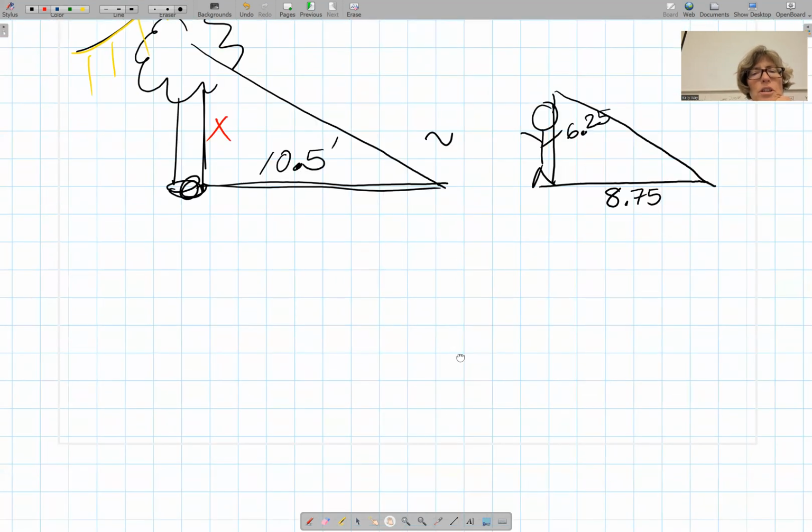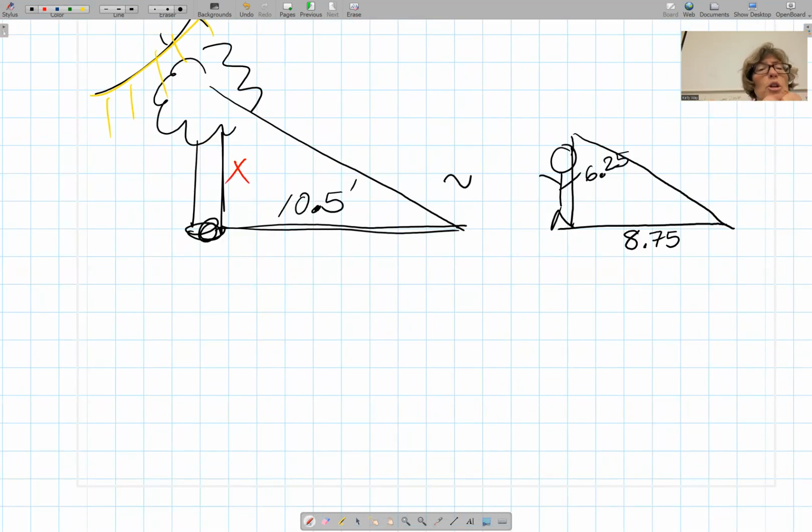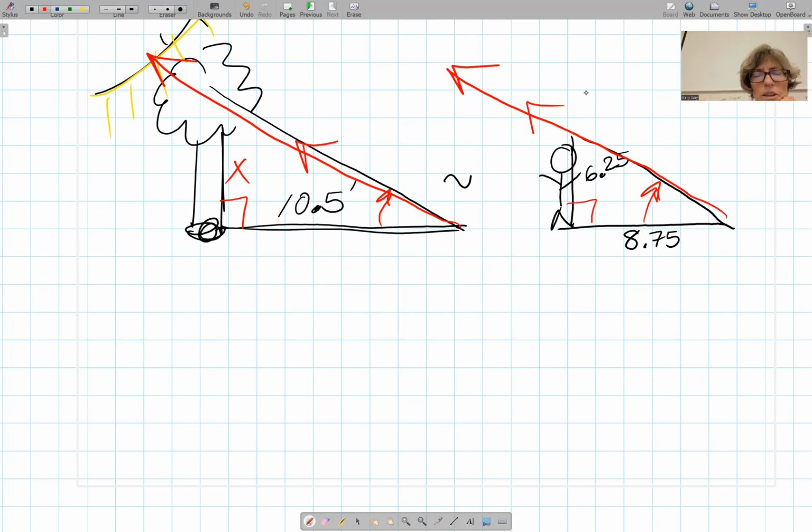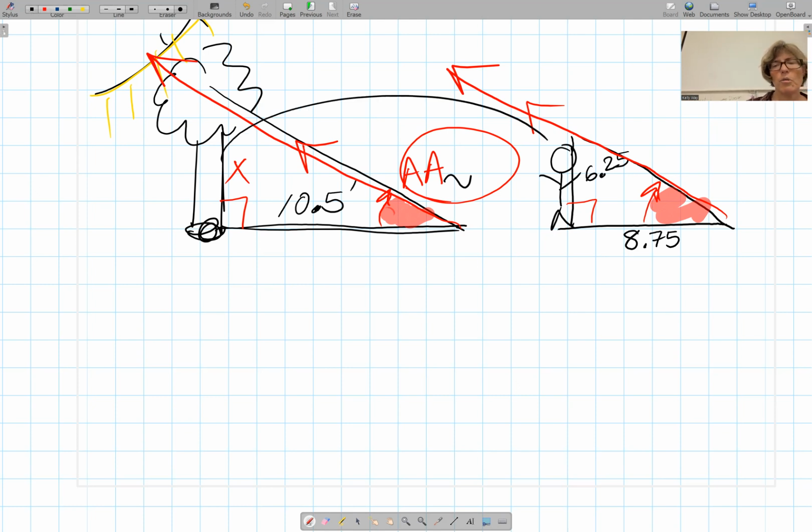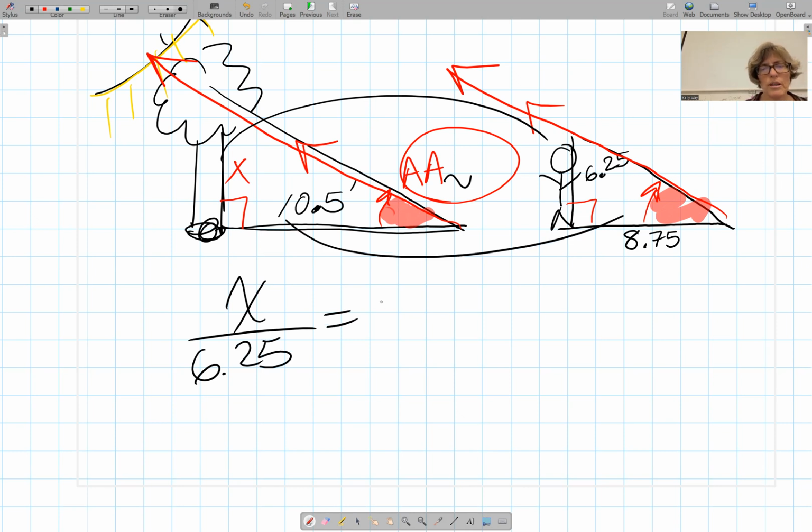Okay, first order of business is we're going to set it up here. The triangles are going to be similar by angle. Anything against the ground has a right angle, and this angle towards the sun is the same going up in the same direction. So technically they're parallel lines, which would make these angles corresponding. So that means they are similar by angle similarity. So I'm going to go left to right. I'm going to go x over 6.25 equals 10.5 over 8.75.